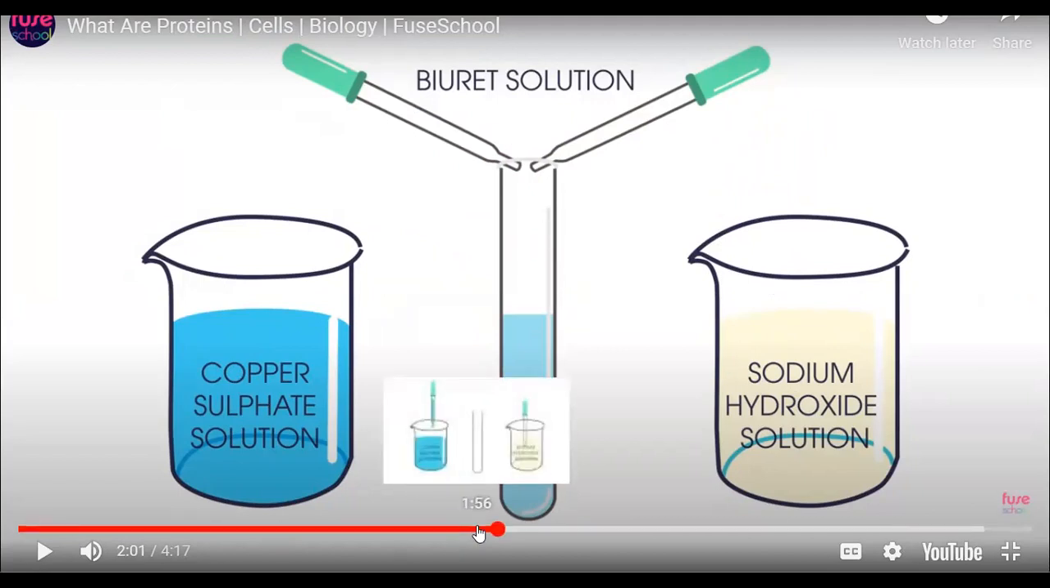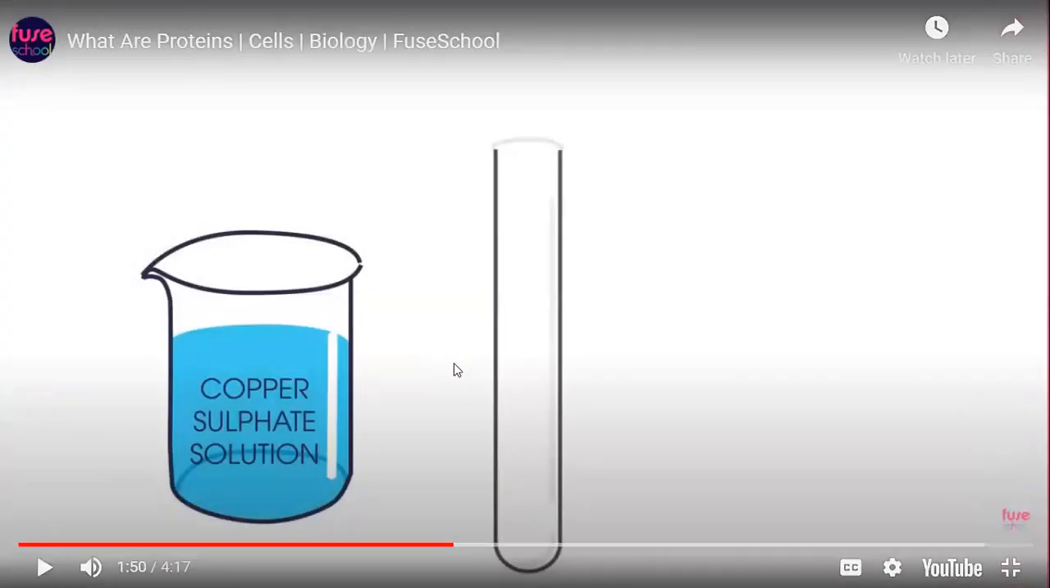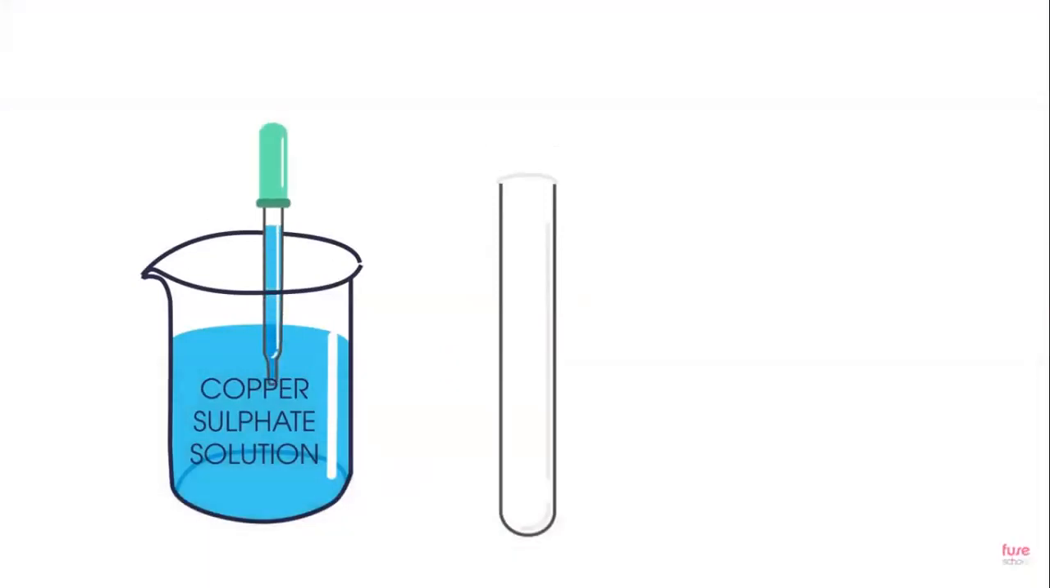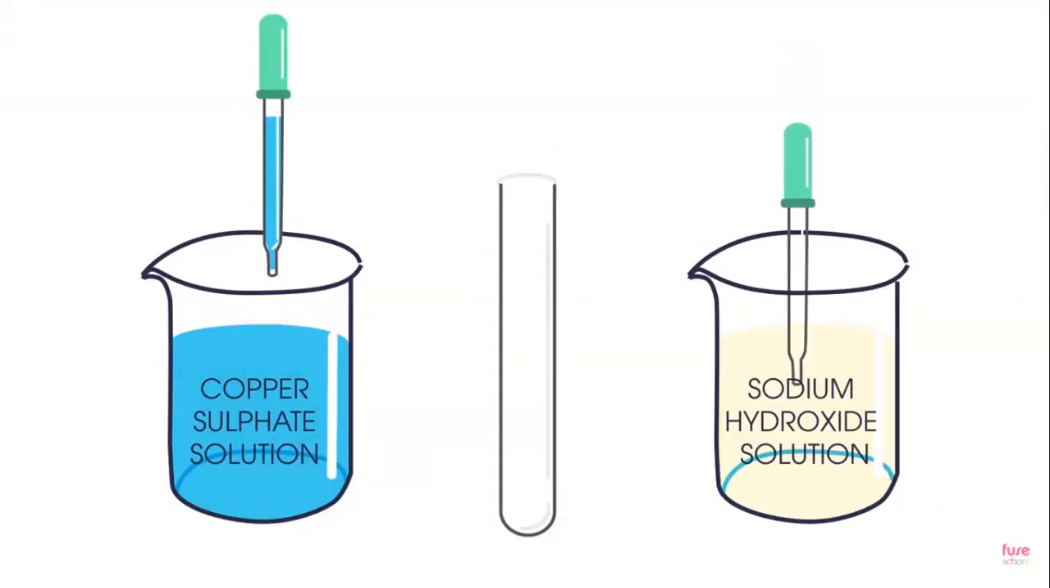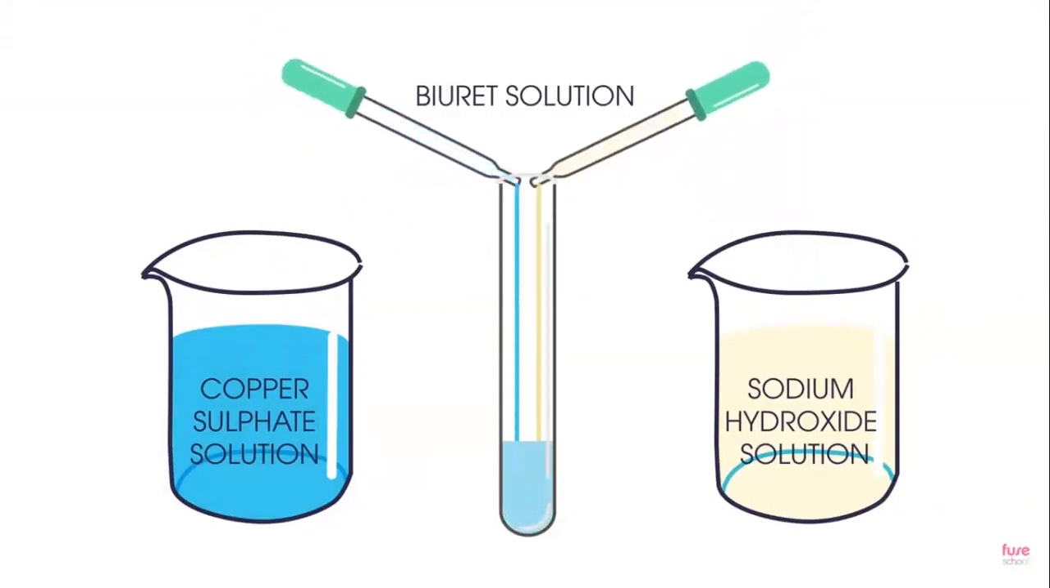So let me repeat that part so I can explain it again to you guys. To test food for protein, you need to use copper sulfate solution and sodium hydroxide solution. These two liquids together may be called Biuret solution, which is a pale blue liquid.